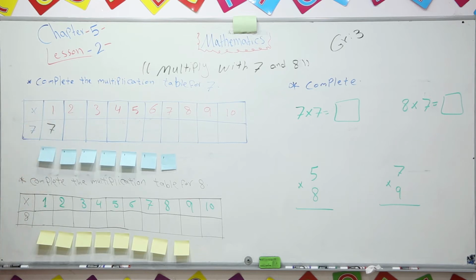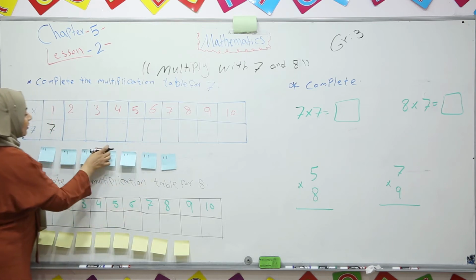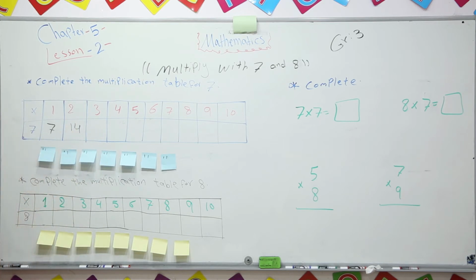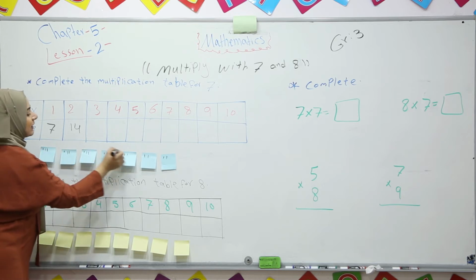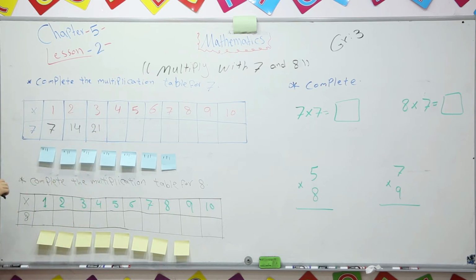7 times by 2. 7 groups of 2 objects. We have 7 groups. Each group contains 2 objects. 7, 8, 9, 10, 11, 12, 13, 14. Okay, so the answer is 14. Now we have 7 times by 3. We have 7 groups of 3 objects. 14, 15, 16, 17, 18, 19, 20, 21. So the answer is 21.